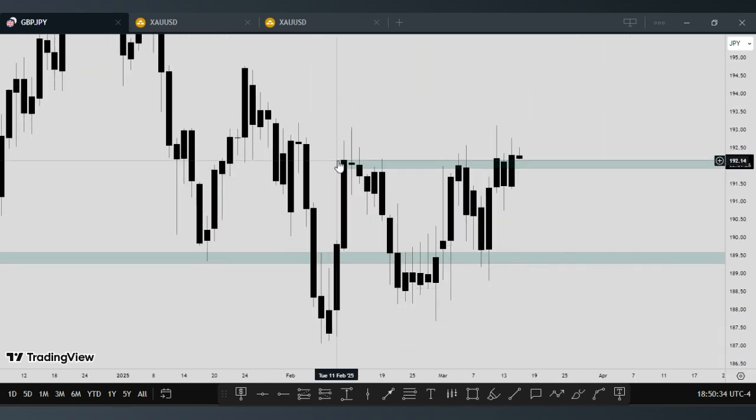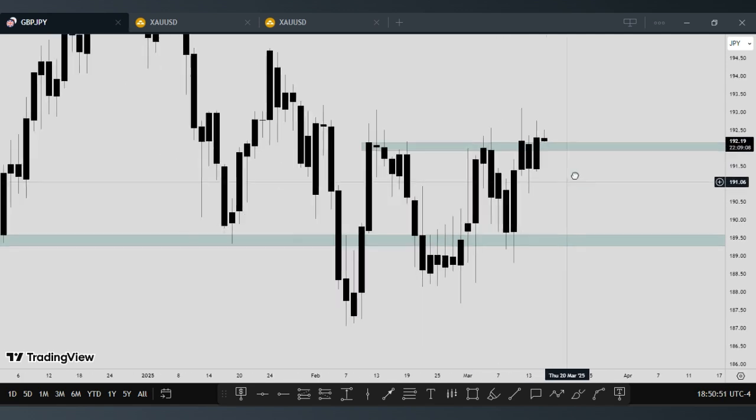Now we have an area of resistance, but it looks like we are breaking resistance, because after we had this pullback from that resistance, the next day we totally engulfed that whole candle, even this one.